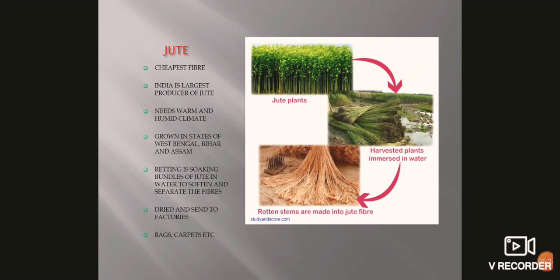Once it is come out, it is then brushed and then dried in the sun and then sent over to factories. In the jute factories, a lot of wonderful products from jute like gunny bags, carpets, and a lot of wonderful items are made.